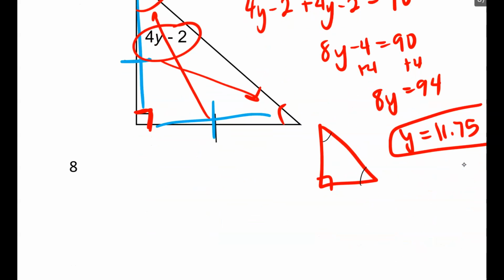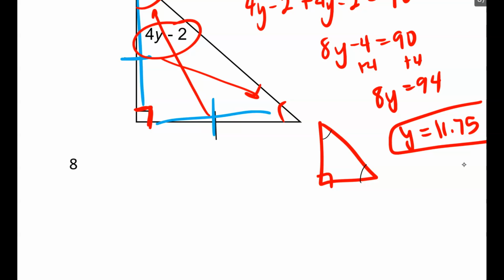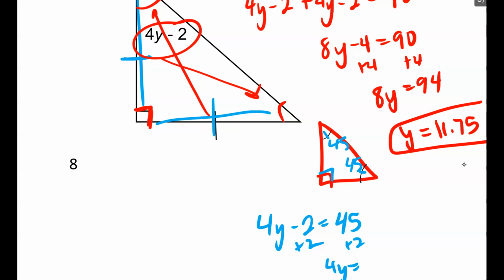Now another way to do this, right? If we knew those two angles are congruent, they must be the same. So we know 4y minus 2 must be 45 degrees, because 90 plus 45 plus 45 is equal to 180. Remember, the sum of the angles in a triangle is 180. So I split the 90 divided by 2, and that means each angle is 45, so you can set them equal to 45. Add 2, 4y equals 47, so y is 47 over 4, which is 11.75. Either one of these works.